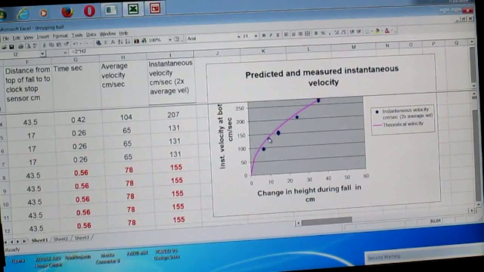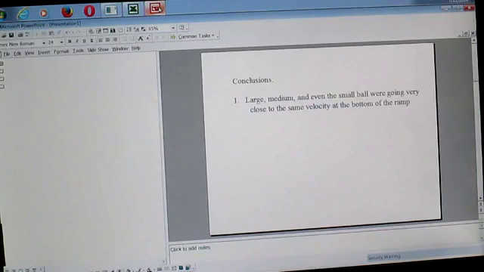And some of these are many points on the same point, because we got the same number, as you can see here, say 0.56. It's plotted 8 times at 155. So this point right here is 8 points. So it looks like we agree very well with the theoretical velocity curve. So we can say the large, medium, and the small ball are going very close to the same velocity at the bottom of the ramp.